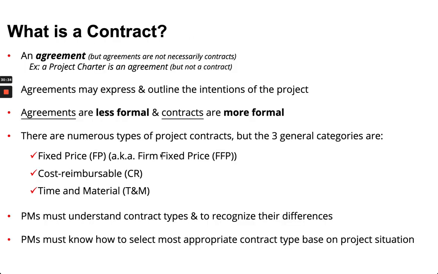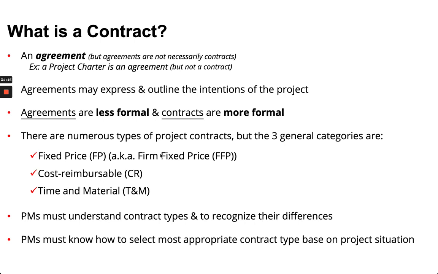What is a contract? Simply put, it's an agreement. But an agreement is not necessarily a contract. For example, the project charter is an agreement that brings everybody together and agrees on the elements of the charter. But it's not a contract. Just remember that. It outlines the intent, if you will. Agreements are less formal. Contracts clearly are formal, more legal in nature.